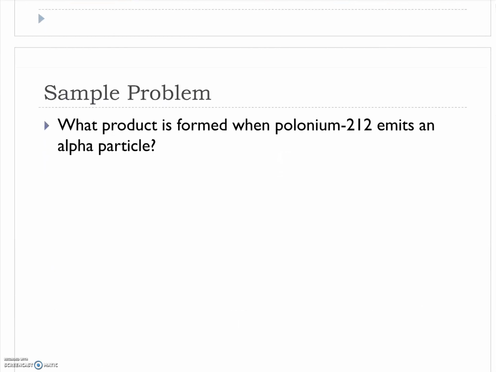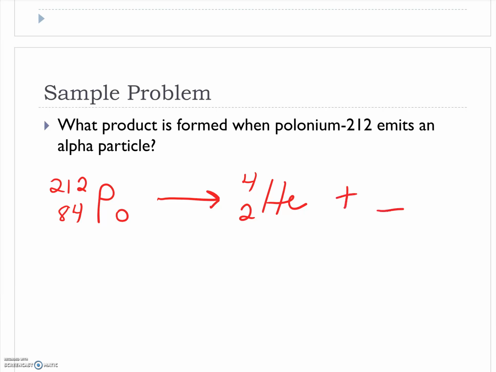All right, let's try another one. It says, what product is formed when polonium emits an alpha particle? So I take polonium, which is Po, and it's polonium with a mass of 212. Polonium is number 84 on the periodic table. If it emits an alpha particle, remember, that is nothing more than a helium, mass number 4, atomic number 2. We want to know what's being left.